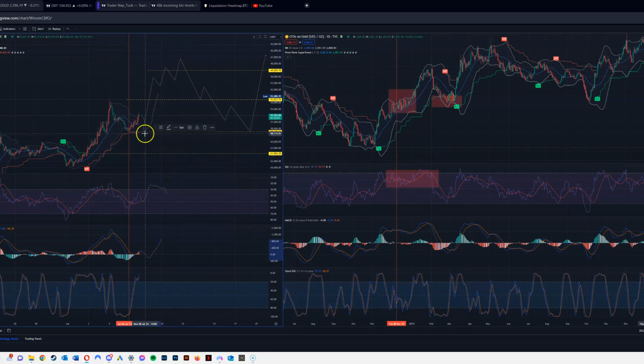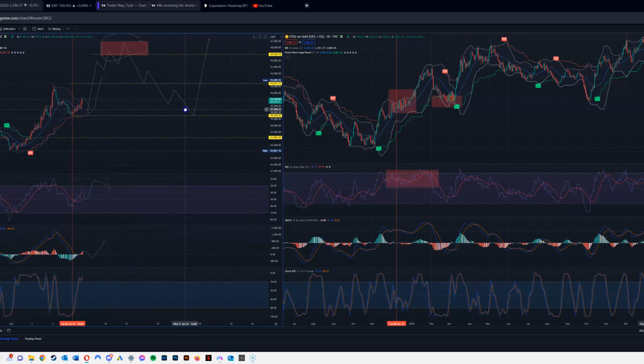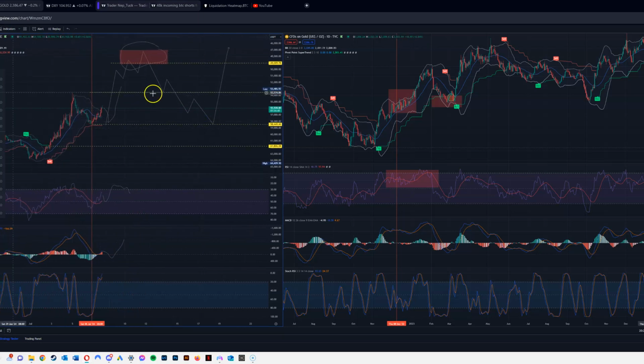Basically, I wouldn't be buying any dips yet until we reach around this 40-50K zone to see a proper bounce happening back to test the resistance around this area here, right?